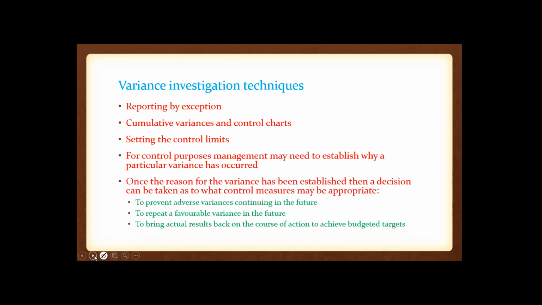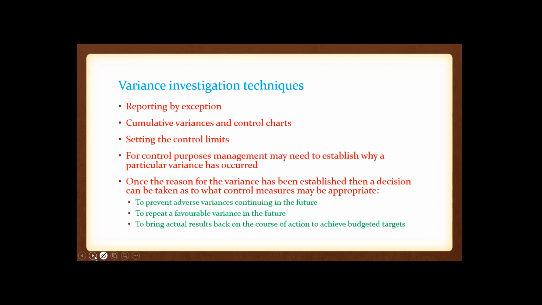Once the reasons have been established, you have to decide what you are going to do. So you have to decide if there are any adverse variances. Adverse variances means either you are not selling enough, or you are buying things at a higher cost, or you are using excessive raw materials, or your labor is not productive enough, or you are paying more for the labor, or you are incurring more expenditure.